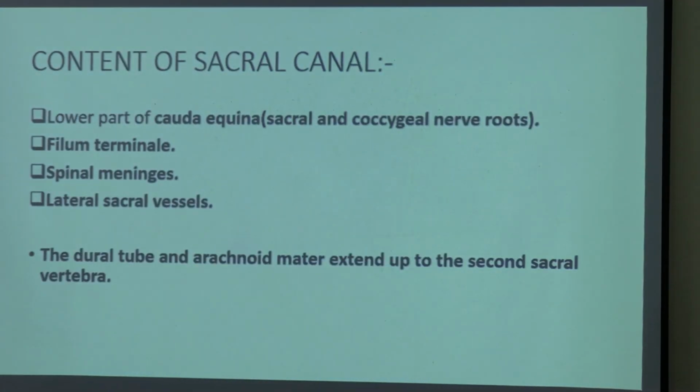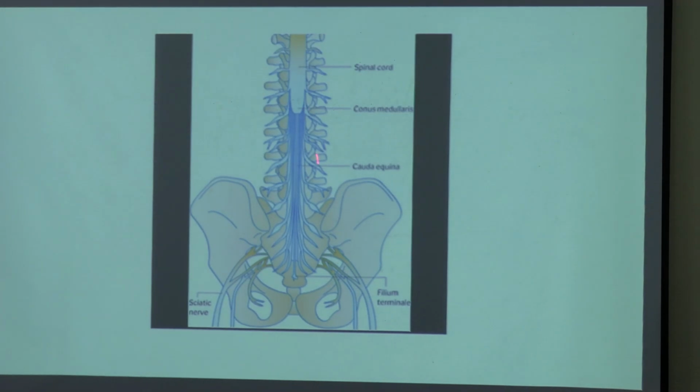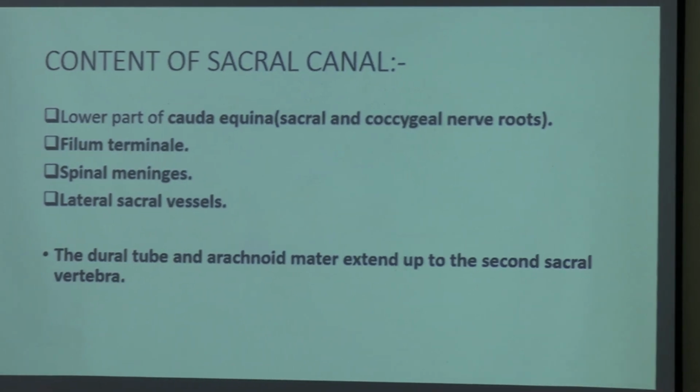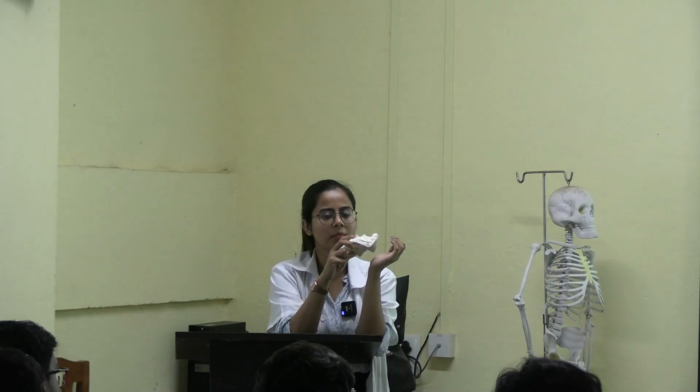Then we have the filum terminale. This is the conus medullaris, which is basically the lower end of the spinal cord. The filum terminale extends from the conus medullaris till the coccyx. Then the spinal meninges, the dura mater, arachnoid mater and pia mater, and the lateral sacral vessels. So these are the structures which pass through the sacral canal: the lower part of the cauda equina, the filum terminale, lateral sacral vessels and spinal meninges.